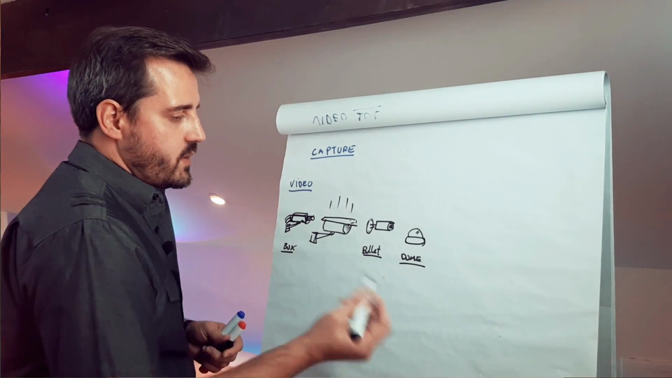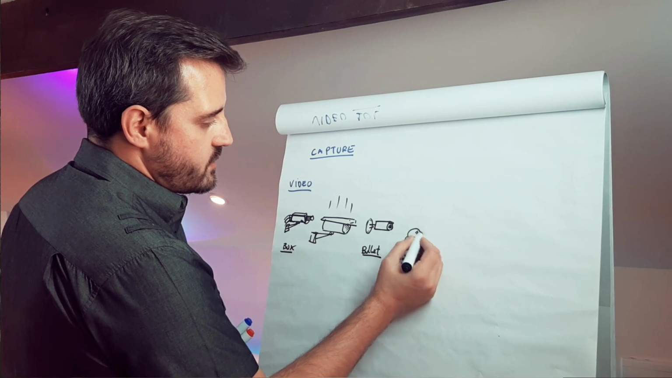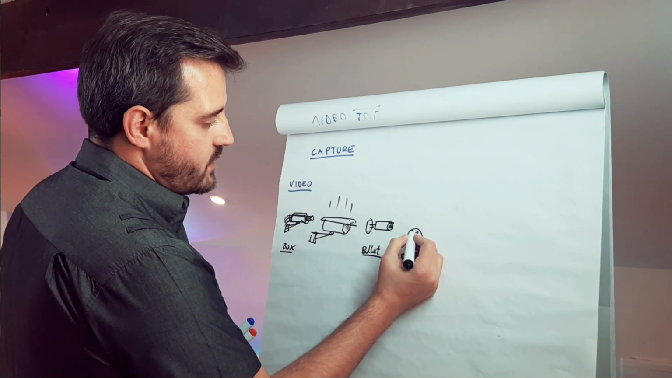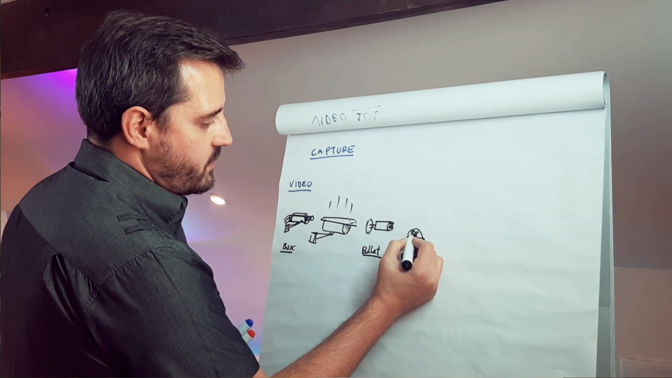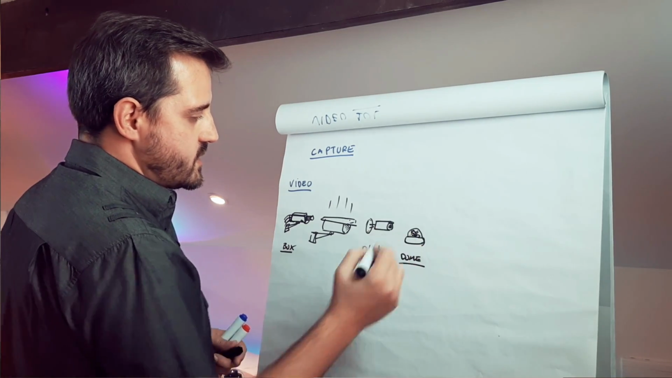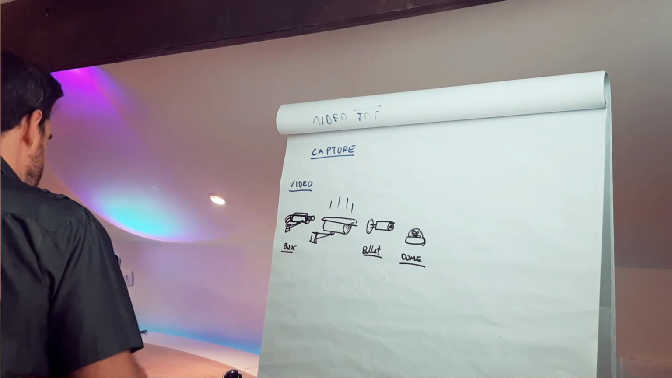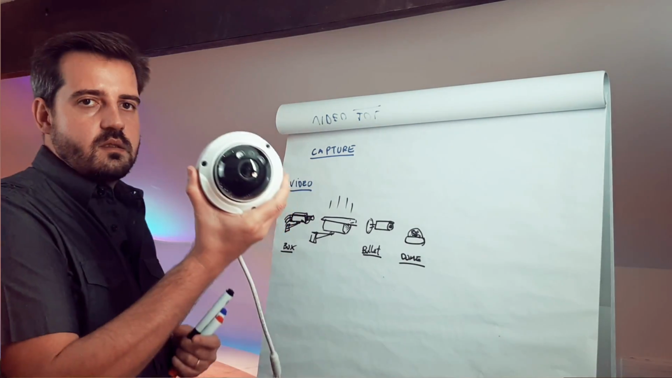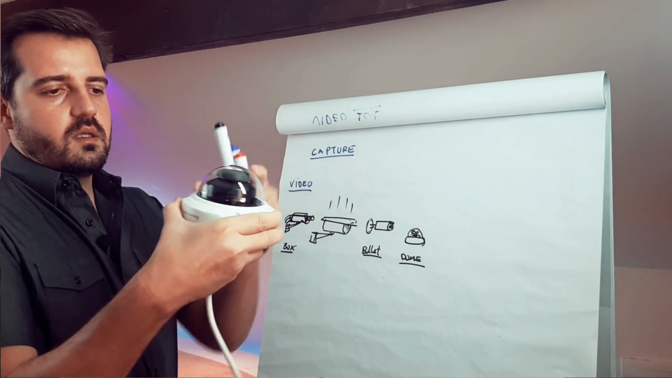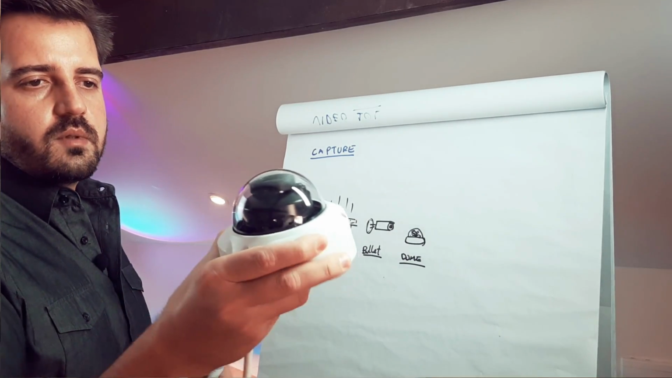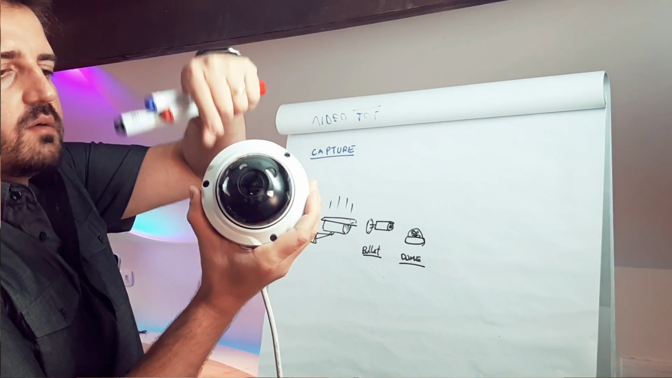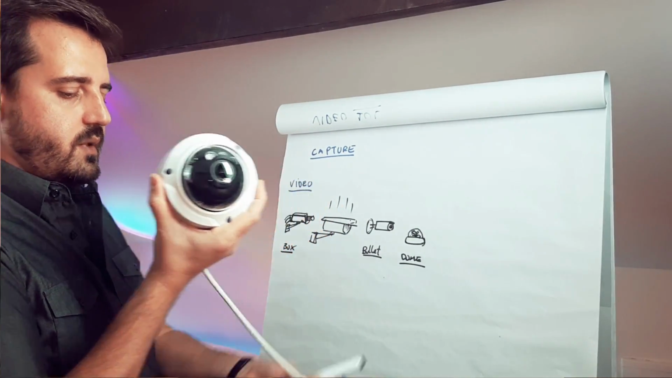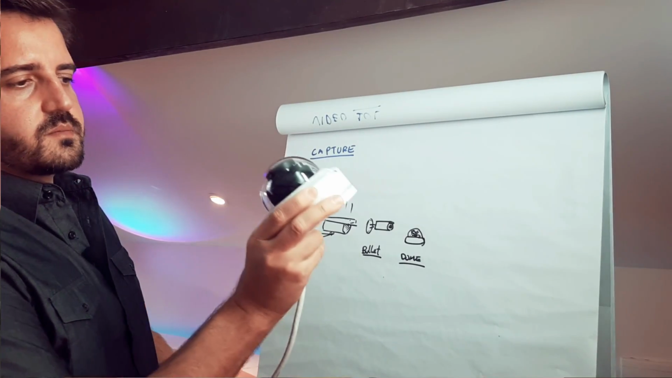So this dome camera, we have this plastic dome here, and the lens and all the sensor and all the mechanisms inside here. So a dome camera is something like this. We have this plastic bubble and the lens here and all the circuits inside, and we have all the cables.